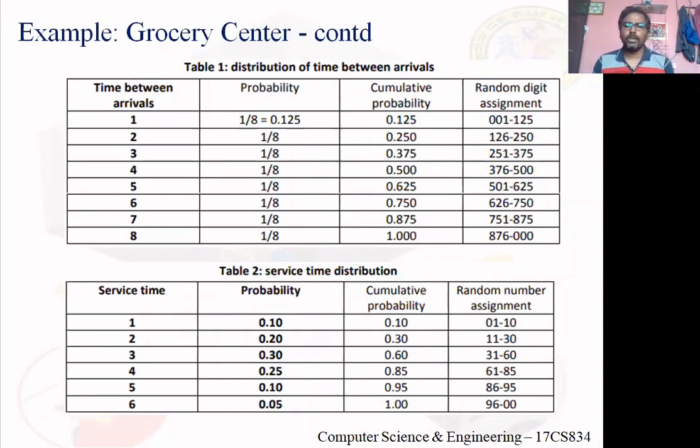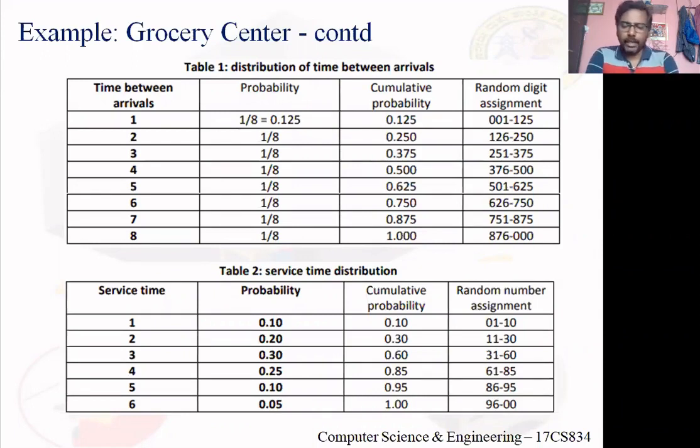Got it? So in this cumulative probability, what I observed after the fraction, there are only 2 digits. So let me translate this into 2-digit random numbers. The ranges: 1 to 10. Got it? Next 11 to 30. Next 31 to 60. Next 61 to 85. Next 86 to 95. 96 to 00.